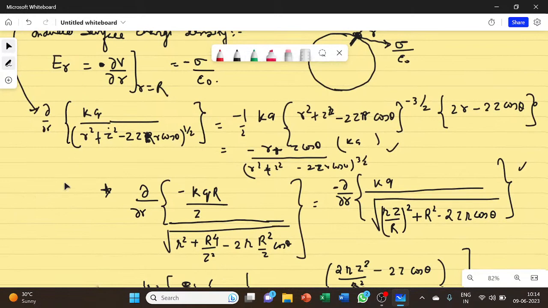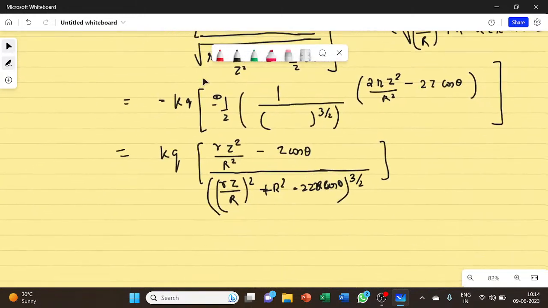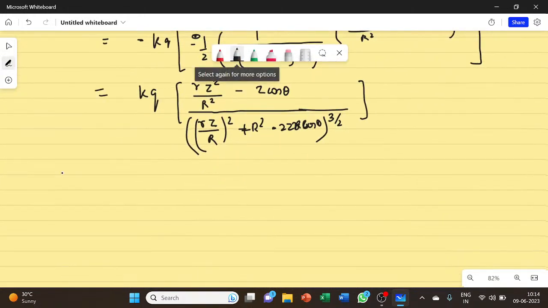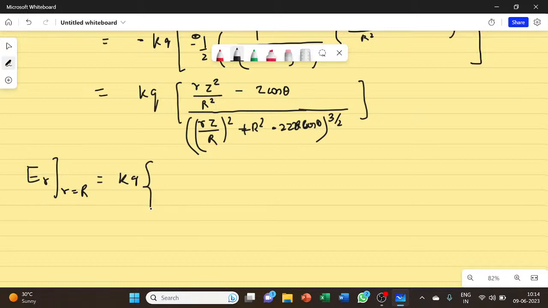normal component of the electric field. So the normal component of the electric field, that is the radial component at r equals R that we want to find, is equivalent to writing kq, the first term was minus r minus z cos theta divided by r square plus z square minus 2rz cos theta whole raised to power 3 by 2, and then this term.